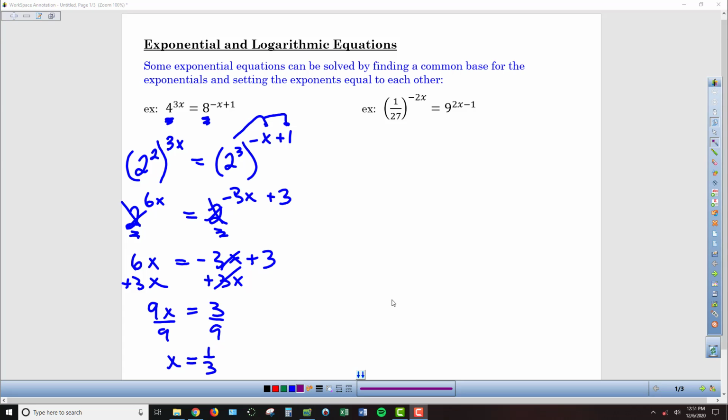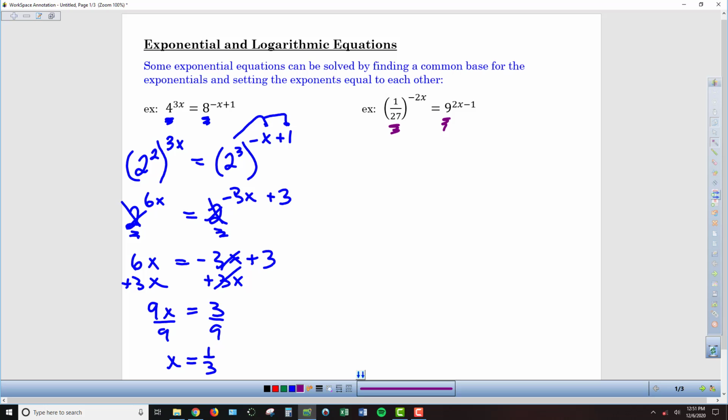For our second example, we've got 1/27th as the base on the left. We have 9 as the base on the right. So again, 27, it's in the denominator, so that creates an issue for us. And 27 is not a power of 9, although hopefully we recognize that these are both powers of 3.